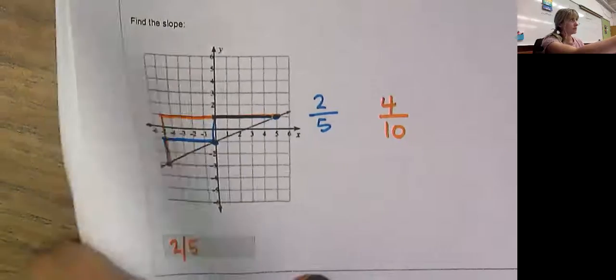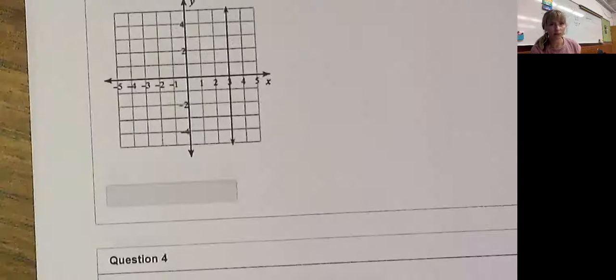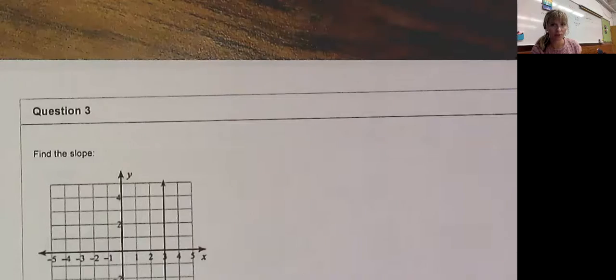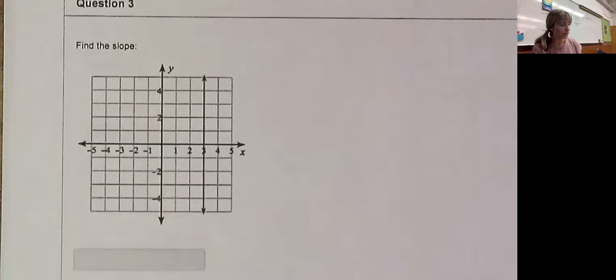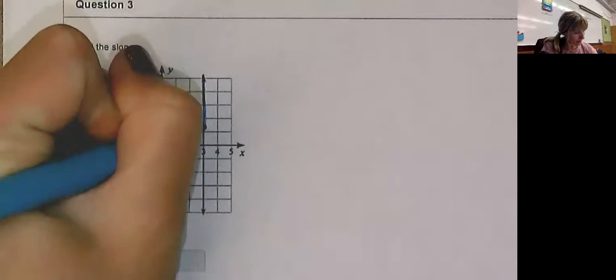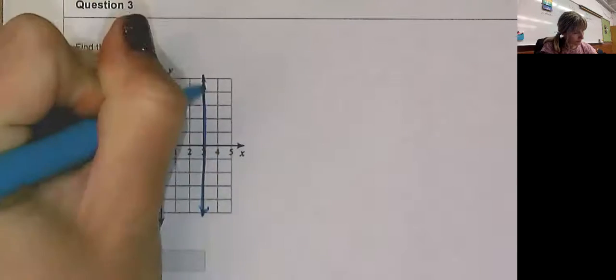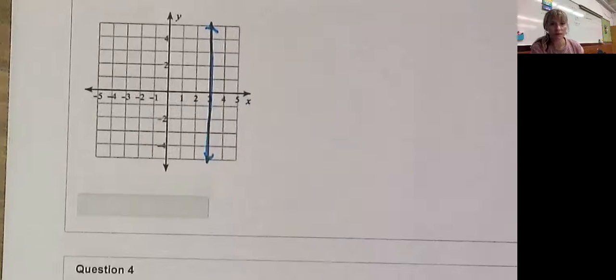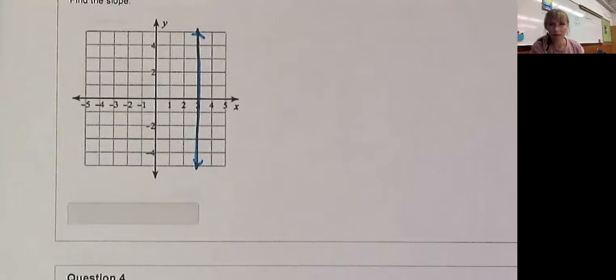All right, question number 3. Question number 3 is finding the slope from a graph. Here it is, question number 3. So this slope is simply a vertical line. Can you see that there? On the screen it was red, so it's a little easier to see, or blue, some other color.